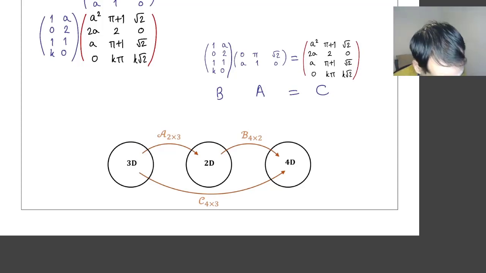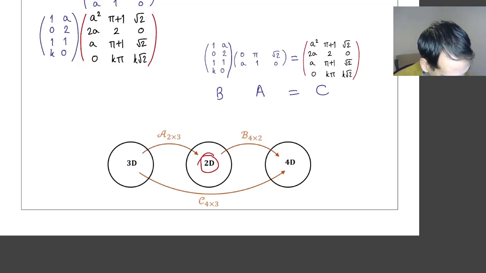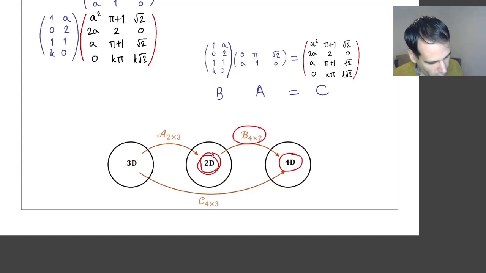So that's what is written here. We start with 3-dimensional vectors, we apply A, and we end up with 2-dimensional vectors. Next, we have this 2-dimensional vector, and we apply matrix B, which is a 4 times 2 matrix, 4 rows and 2 columns. This means that it can act on vectors with 2 dimensions, and it produces a vector with 4 dimensions. That's why from 2 dimensions, we apply matrix B, and we end up with a 4-dimensional vector.